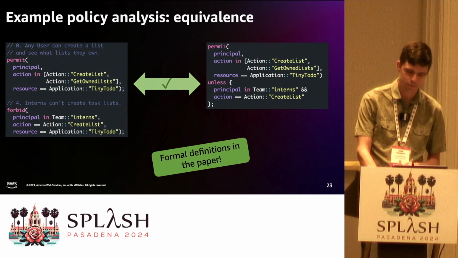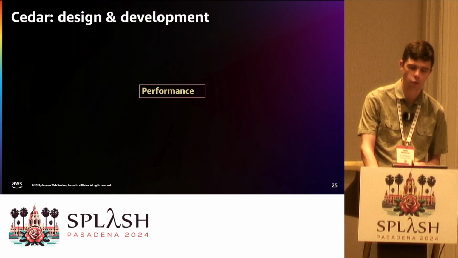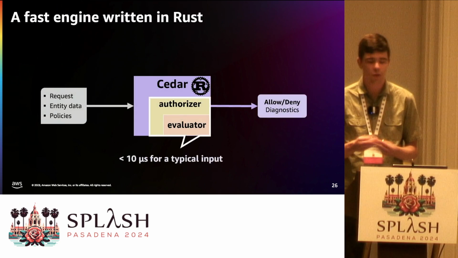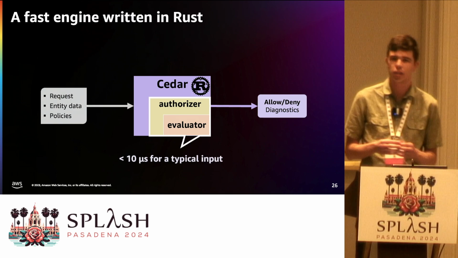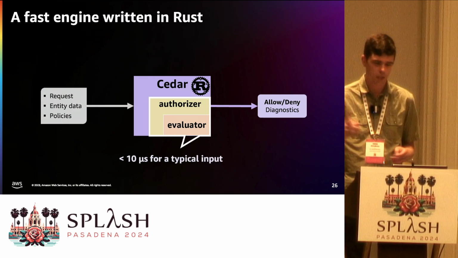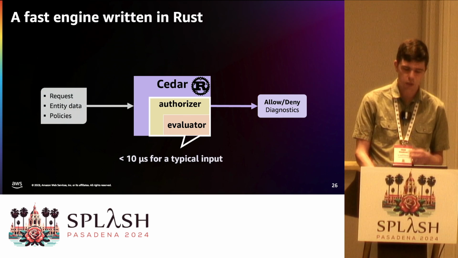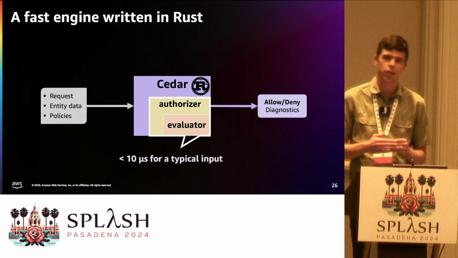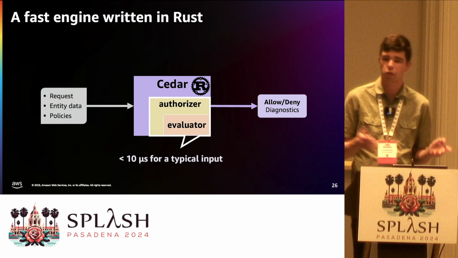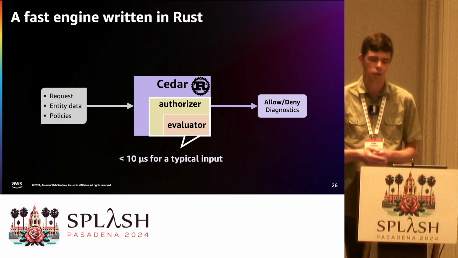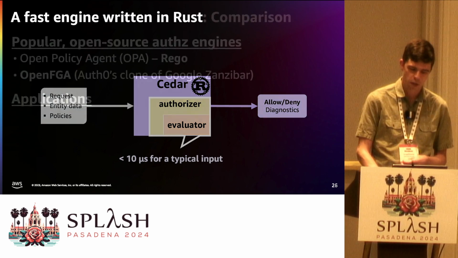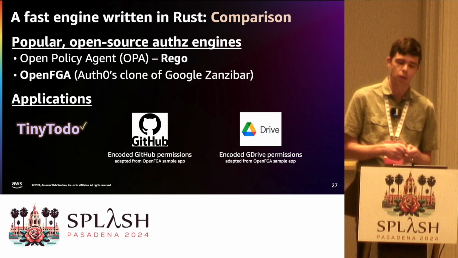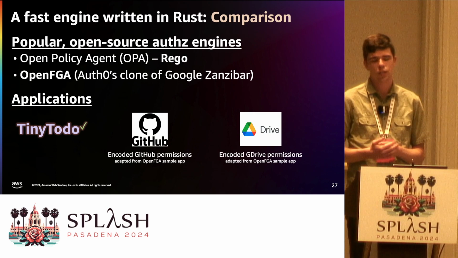Finally, let's talk about performance. Cedar is written in Rust, which is one reason why it is very fast. It evaluates typical inputs in under 10 microseconds. That's microseconds, not milliseconds. And Cedar's runtime is also strictly polynomially bounded, which is in stark contrast to a lot of other authorization languages which are Turing complete and therefore have no strict bounds on their authorization time. We compared Cedar against two different open source authorization engines, Rego as well as OpenFGA, which is based on the Google Zanzibar system.